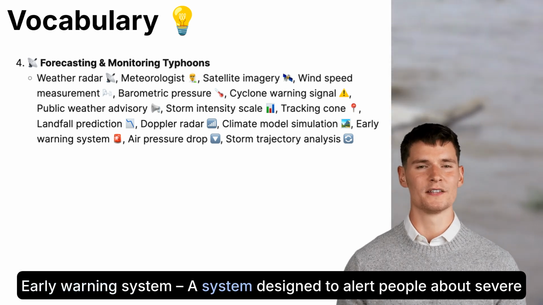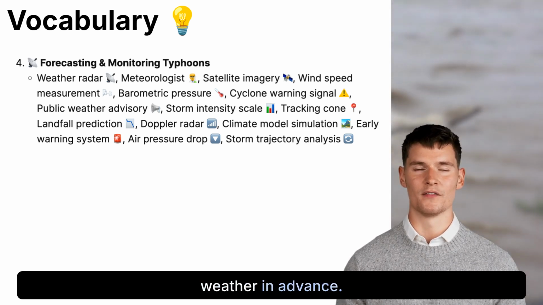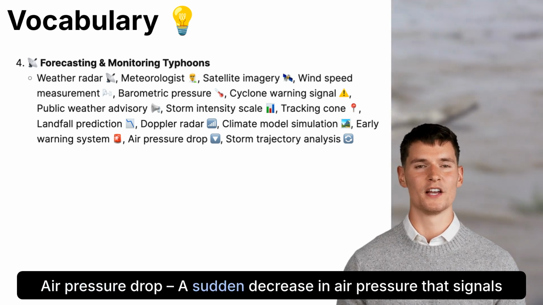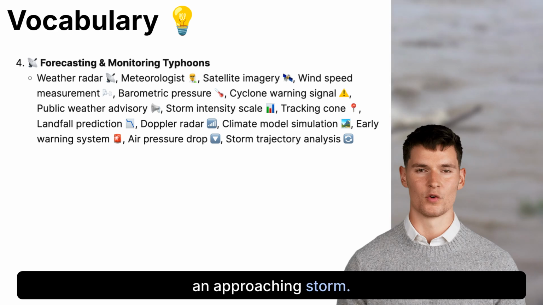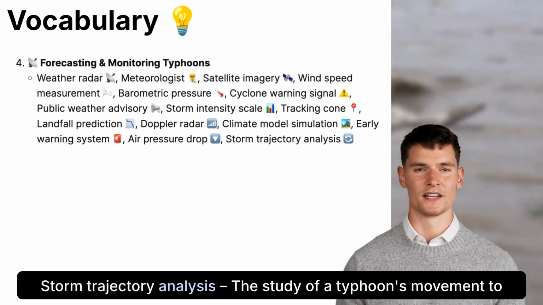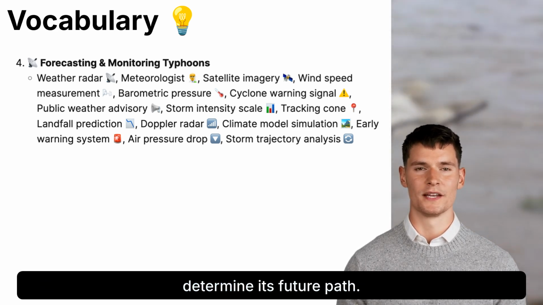Early warning system, a system designed to alert people about severe weather in advance. Air pressure drop, a sudden decrease in air pressure that signals an approaching storm. Storm trajectory analysis, the study of a typhoon's movement to determine its future path.